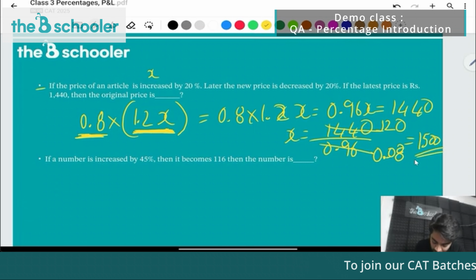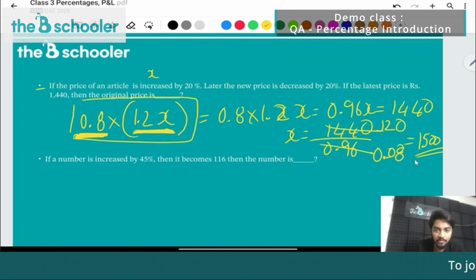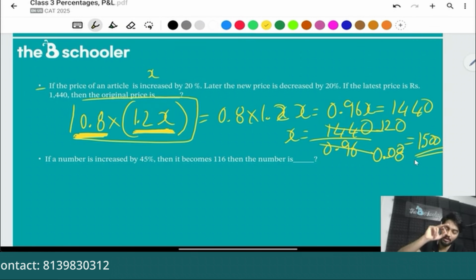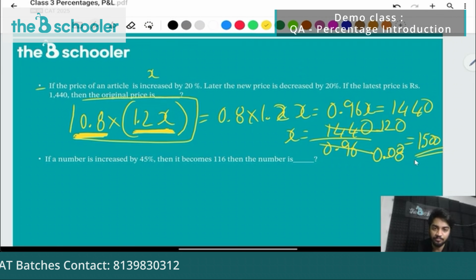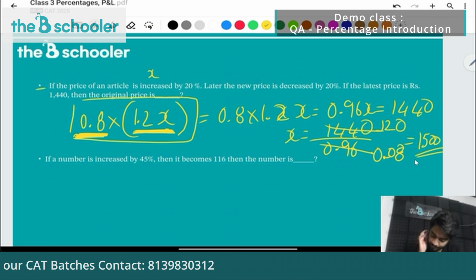See, when you multiply something with a number less than 1, the answer is going to reduce the number. Understood? When you multiply with a number greater than one, you are going to increase the number. When you multiply with a number less than one, you are going to reduce the number. Is that clear?